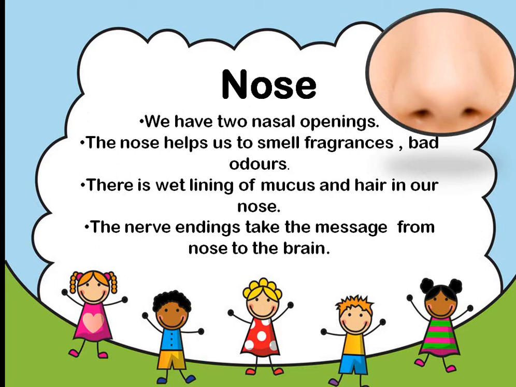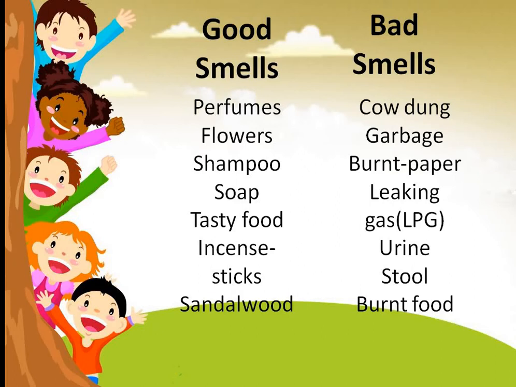Those nerves are giving the message to the brain that yes, I have smelled something good or I have smelled something bad. And in this way, you are able to know that either the smell is good or bad. And then the good smells can be of perfumes, flowers, shampoo, your favorite soap, or tasty food, incense sticks or agarbatti, and sandalwood. Some of the bad smells may include cow dung, garbage, burnt paper, leaking gas or LPG. It can be urine, it can be stool, or sometimes bad smell can be due to burnt food also.